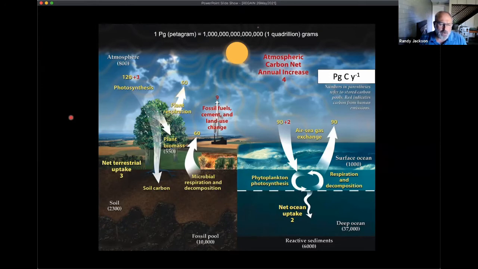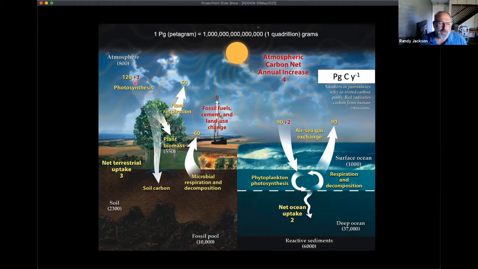So why do we need to put more carbon back? This sketch is fairly complicated. I like it because of the red font. The red font shows us basically the human-driven elements of the global carbon cycle. We're combusting fossil fuels and putting carbon into the atmosphere at the rate of 9 petagrams per year. And just for context, who knows what a petagram is? I don't know what it is. It's 1 quadrillion grams of carbon. So that's how much we put into the atmosphere every year from fossil fuel and land use change.